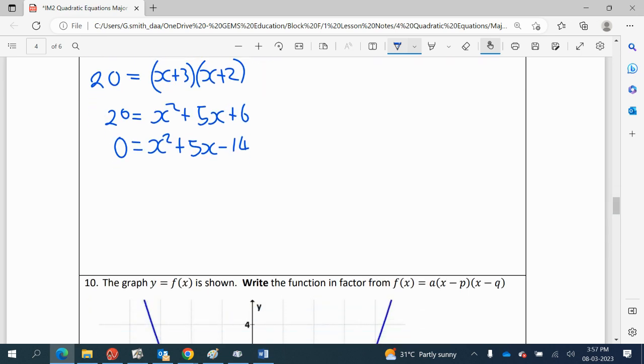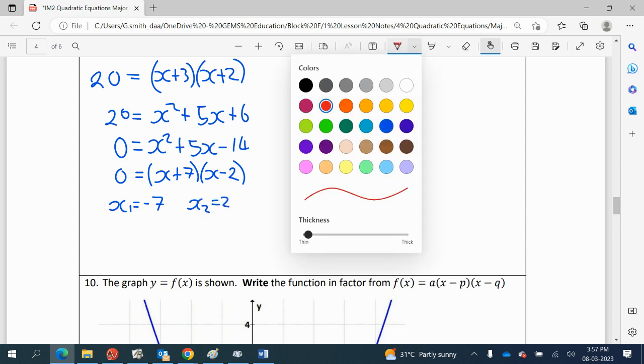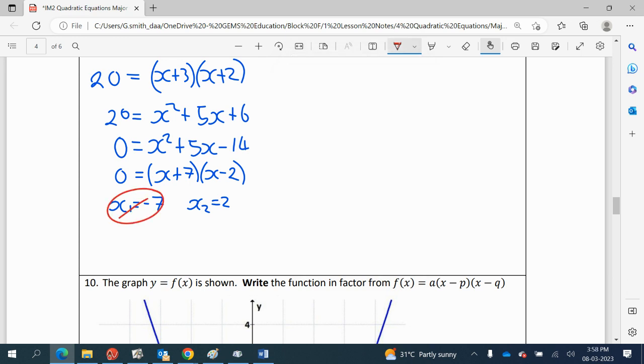I can see a factorization of that fairly quickly. So I'll go to the factorization. I've got x plus 7, x minus 2. This gives me x1 is equal to negative 7, and x2 is equal to 2. Now, here on this one, I'm going to discard this solution because length must be positive. And minus 7 plus 2 or plus 3 is not going to give positive numbers.